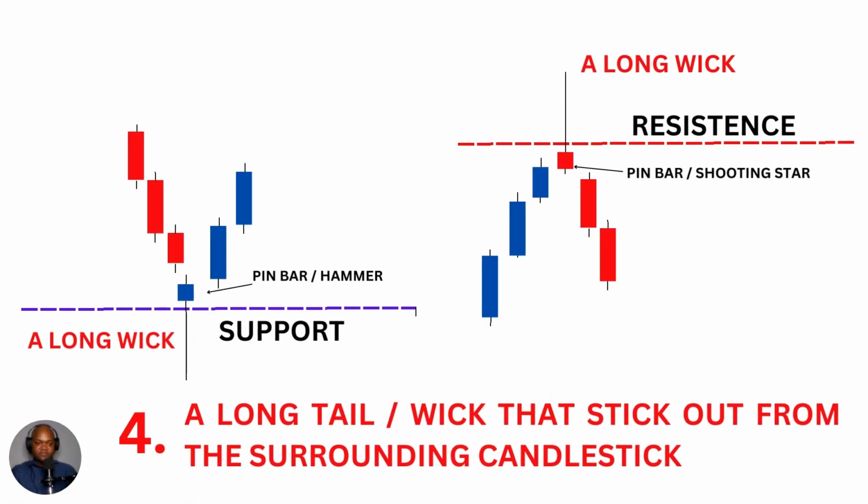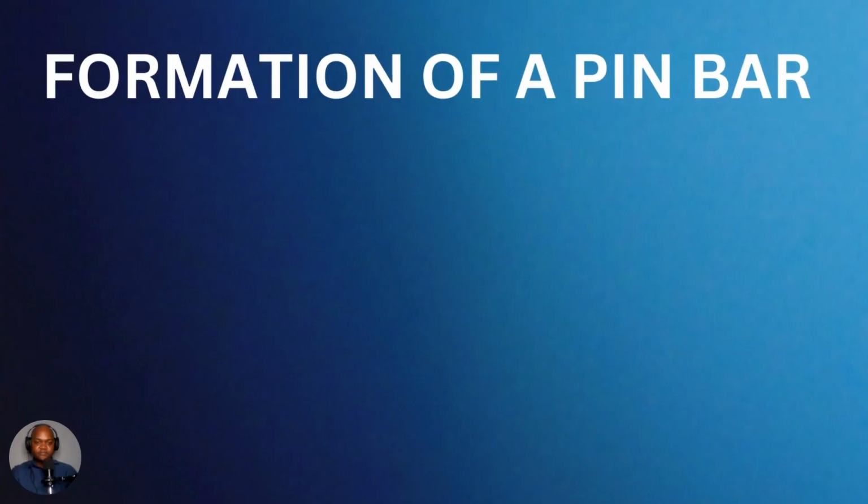Number four, which is our last feature, the long tail or the wick must stick out from the surrounding candles. This is very important. With pin bars, the wick must stick out from the surrounding candles. These features help us to identify and to validate if it's a pin bar or not.